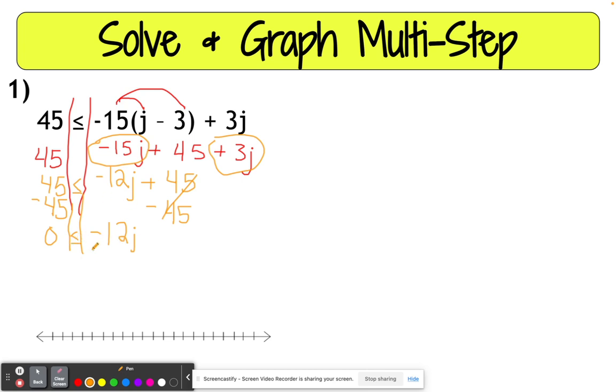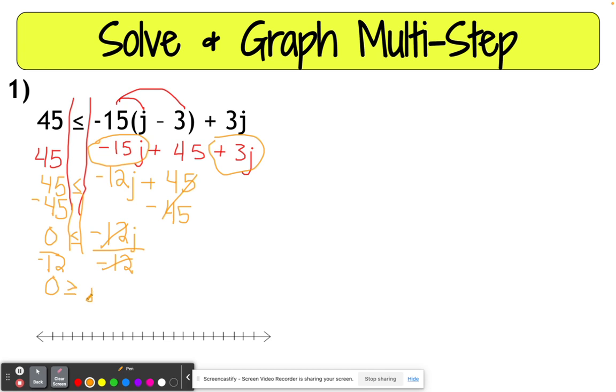Last step, I got to send home my best friends, or divide by negative 12. Remember, I'm dividing by a negative. Therefore, my best friends are going to flip out. 0 divided by negative 12 is 0. Flip that inequality. They flip out. And I am left with j.